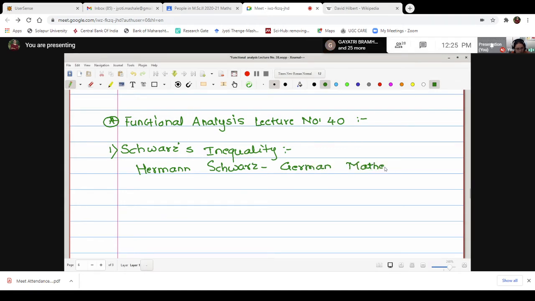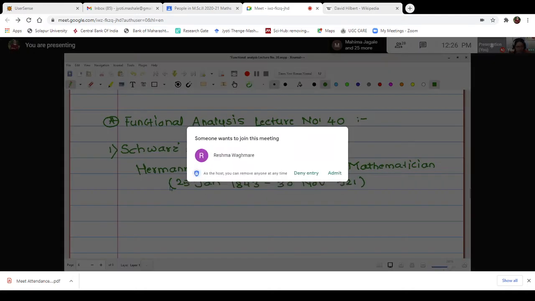I'll just tell you quickly the life tenure of this mathematician. It was from 25 January 1843 to 30 November 1921. We will just quickly write it down.